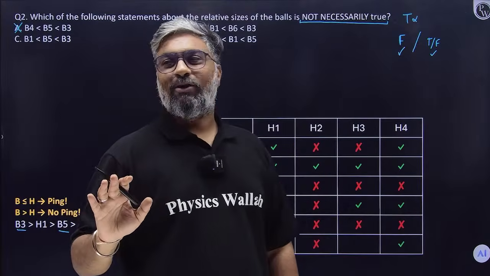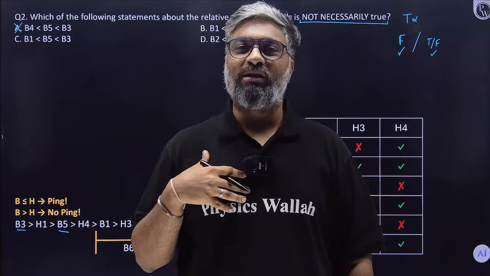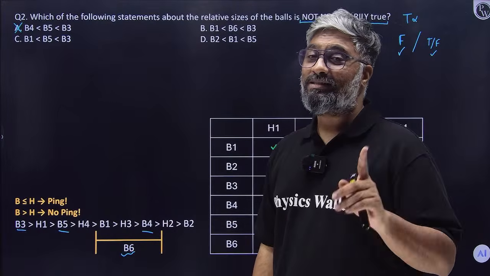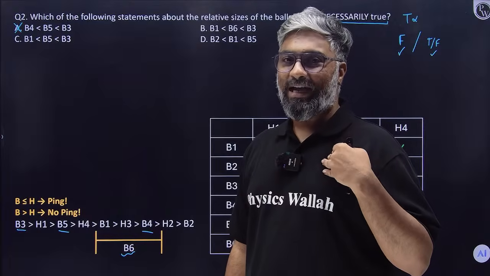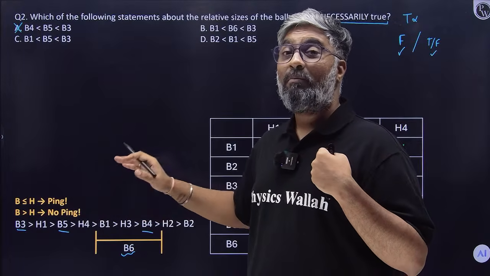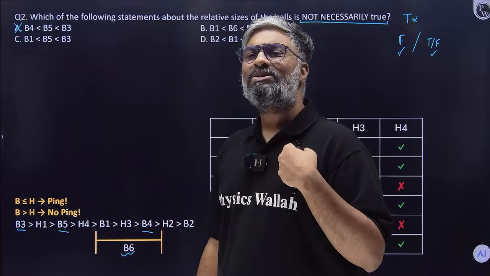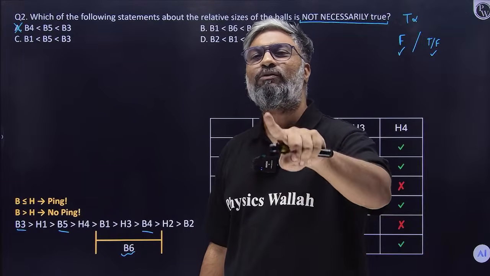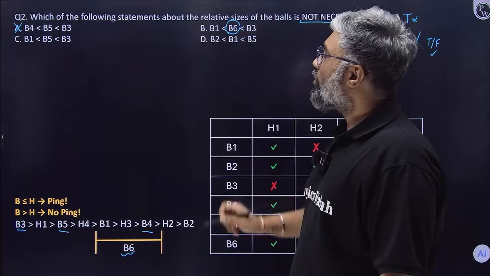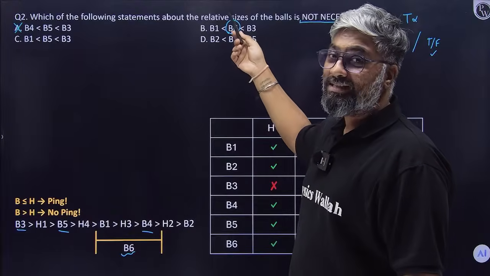Before going ahead with all the options, we know who's the troublemaker. B6. Correct? Ball 6 is the troublemaker. So I know that everything else seems perfectly true every single time. But if B6 is involved, then there could be multiple cases. So I simply scan the options, search for B6. Where do I see B6? Here's the culprit. Do I see B6 anywhere else? No. I know B6 is here.